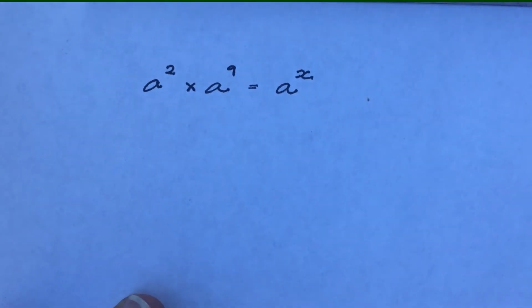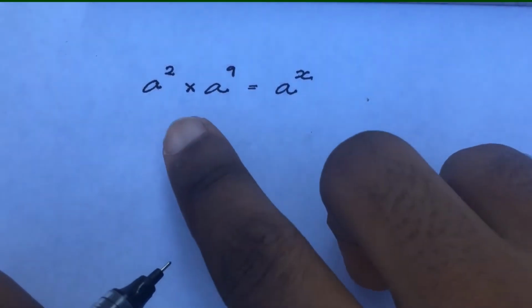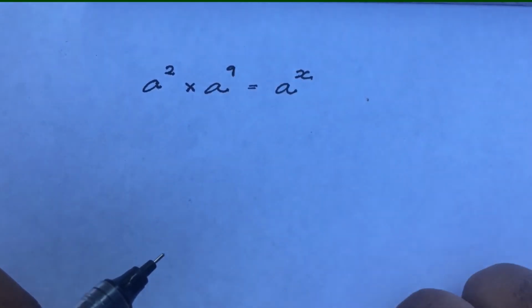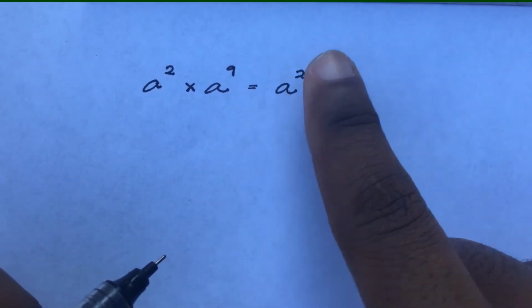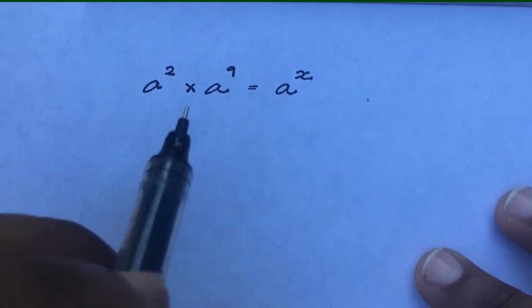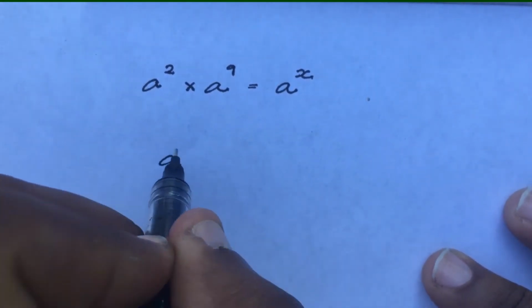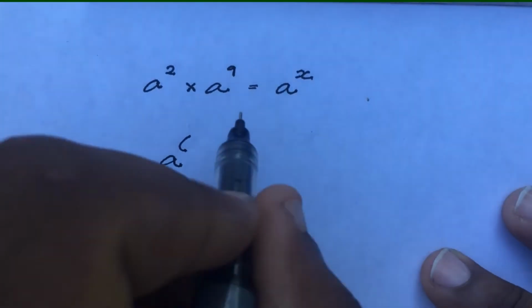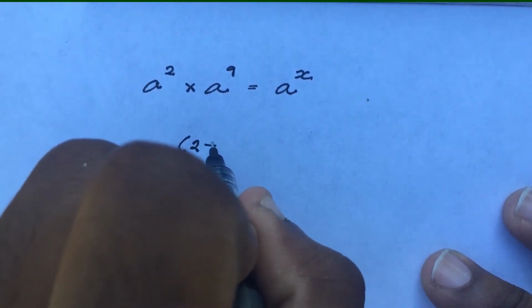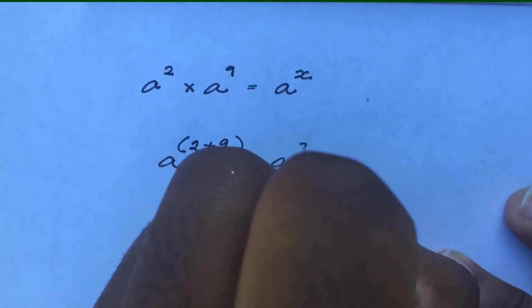Let's look at this example. We have a to the 2nd power multiplied by a to the 9th power is equal to a to the x power, right? So based on our laws of indices, we know that once the bases are the same, I keep the base and I add the powers. So I'm going to add 2 plus 9. So that should give me a to the x.